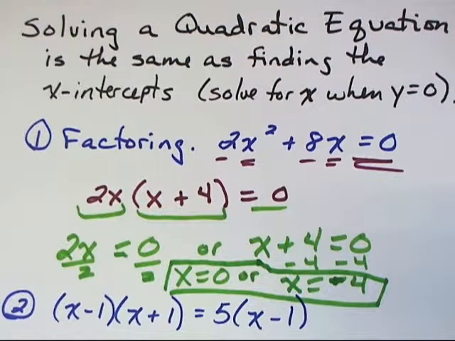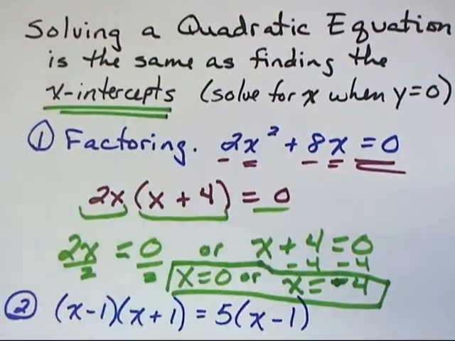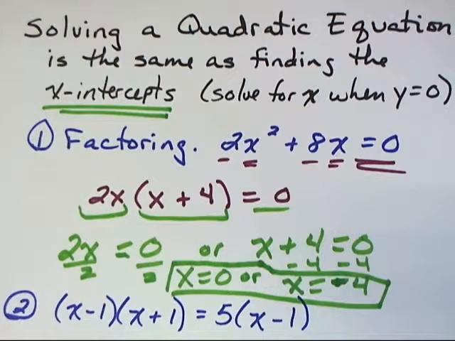There will be two solutions because, as you recall, the graph of a quadratic equation is a parabola. Where it crosses the x-axis, there are two different spots. Here are the two different spots. In this particular case, it crosses at 0 and at negative 4.